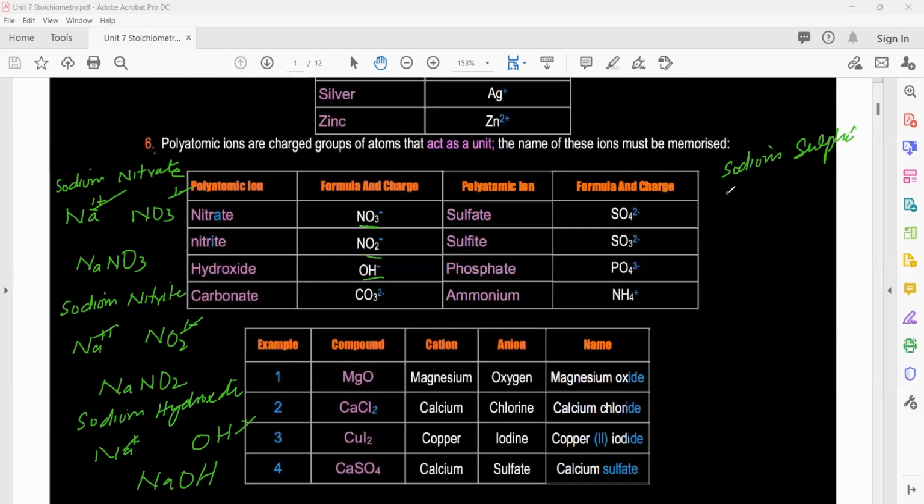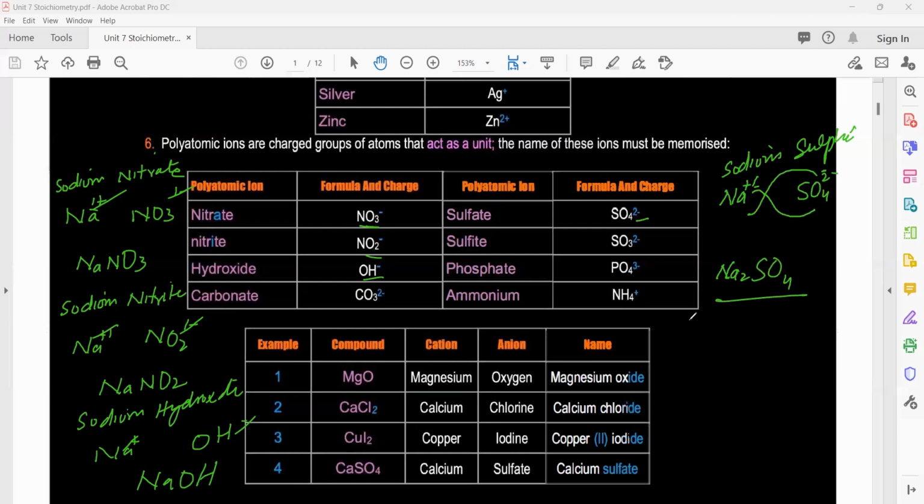So what is sodium? Na plus. What is sulfate? SO4 2 minus. Now this is plus 1, this is minus 2. You cannot cancel because they are not the same. So this 1 will come under here, 2 will come here. So the formula will become Na2SO4. So this is the sodium sulfate.